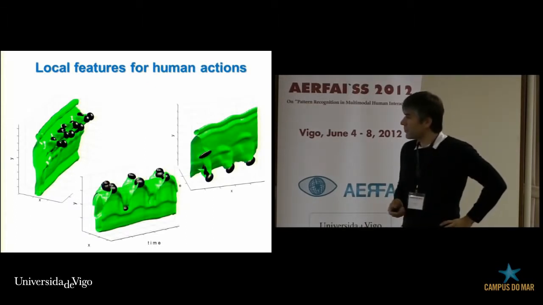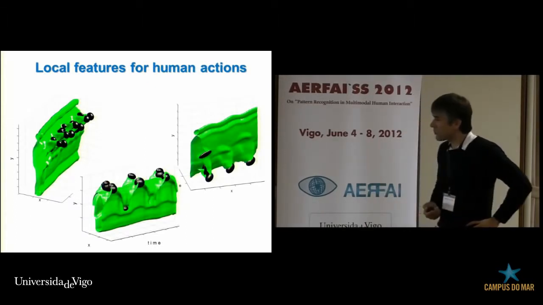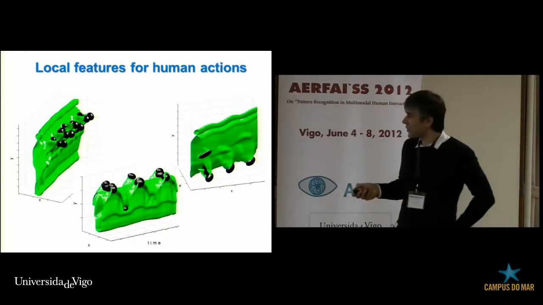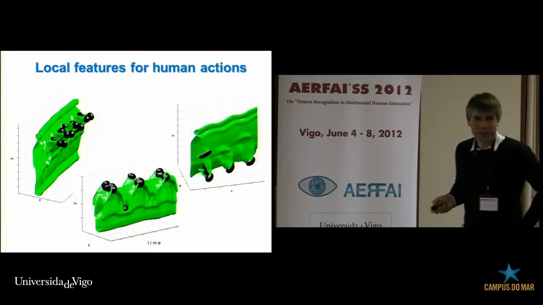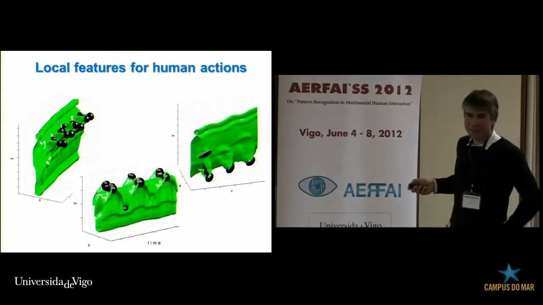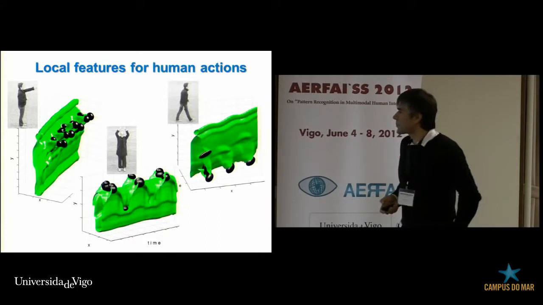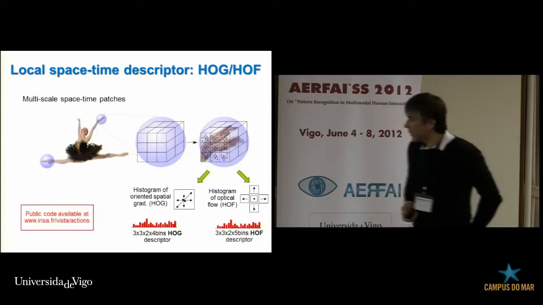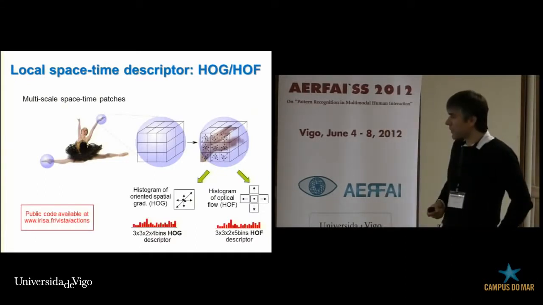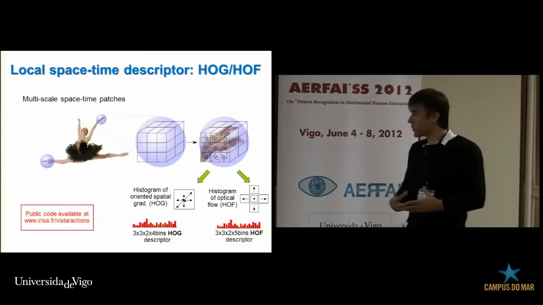Okay, so these are points which are detected for different types of actions. Here, as we've seen, this is boxing, this is hand waving, and you can probably guess what this is. What is this? Walking, yes. Now we reduce the representation of these actions to a collection of patches. This is a way to represent videos, and once we collected the patches, we also want to describe them.